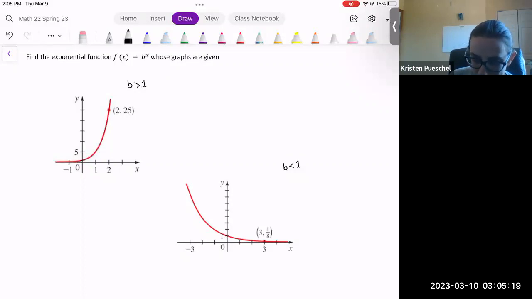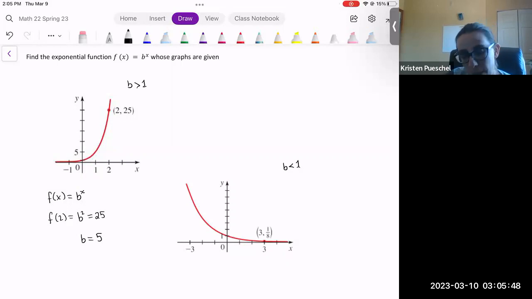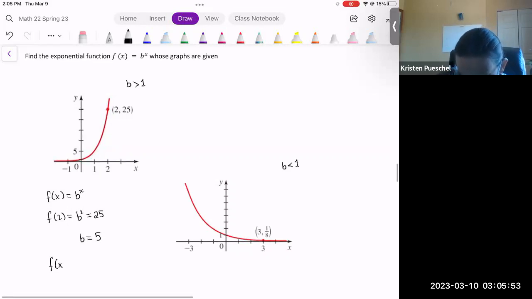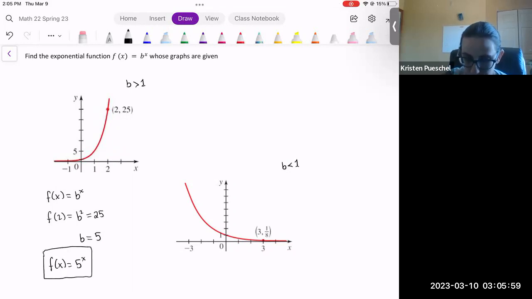Alrighty, so let's take a look at this. So we know here that f of x is equal to b to the x, and we're given a point on this graph. We know that f at 2, which is b squared, is going to be equal to 25. And so by taking square roots of both sides, we get that b must be equal to 5. Because our bases have to be positive, we can only take the positive square root here. So here we see f of x is equal to 5 to the x in this first example.